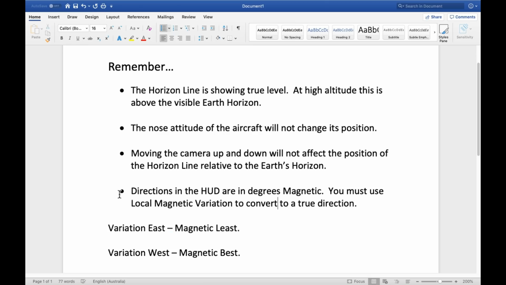And any pilot will tell you that this little memory aid is very useful. If the variation is east, magnetic is least. If the variation is west, magnetic is best. So let's take a look at that.